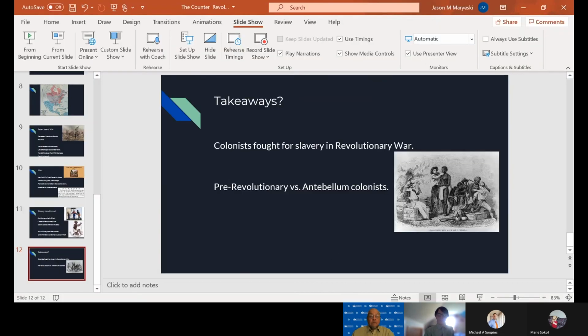It's very different from what I learned. I did not know that colonists had fought for slavery. I had been taught that colonists fought because of taxation without representation. And while that may be true, there's also this big underlying piece of slavery that was at the forefront.